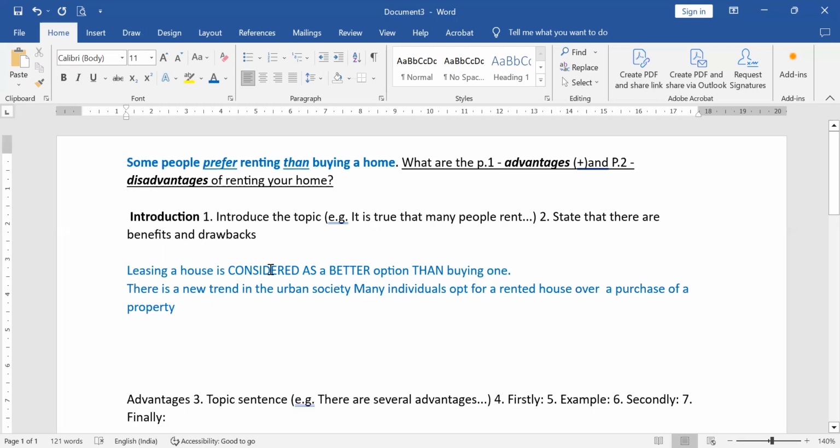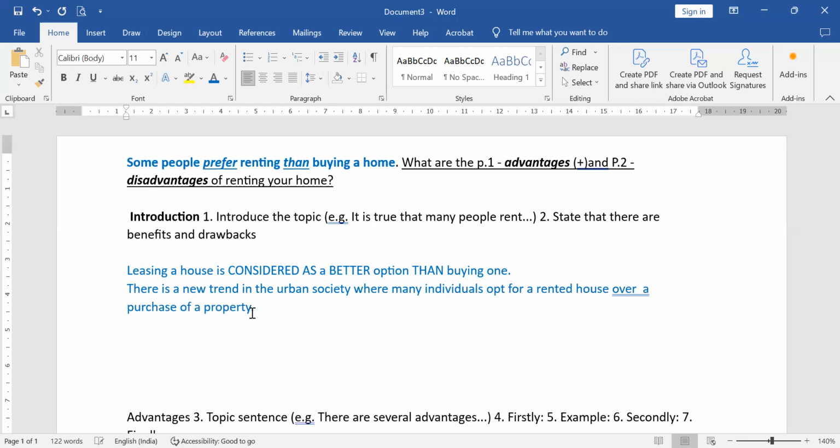When I say society, it's not the building which is standing. Society as a community. Okay. There's a new trend in the urban society, where many individuals opt for blah blah blah blah blah. Okay, same thing. Or you can say renting a house is trending over a purchase of the same.